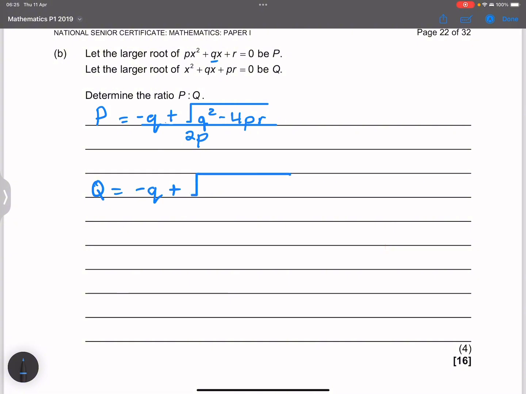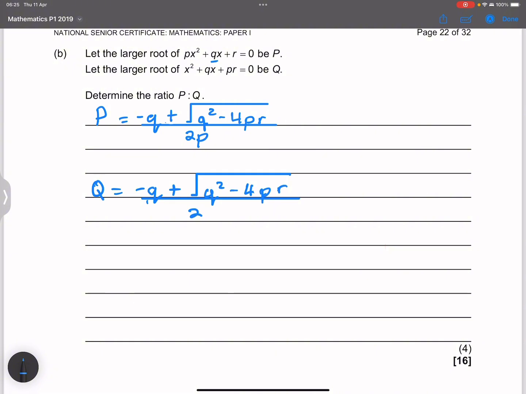so that will be the square root of, let's see, this is q squared, again, minus 4. Our a value is 1. Our c value is pr. So this will be 4pr. So it looks exactly the same as the other one. So that will be pr divided by 2 times, so this is 2 times 1. Right, our a value is 1.